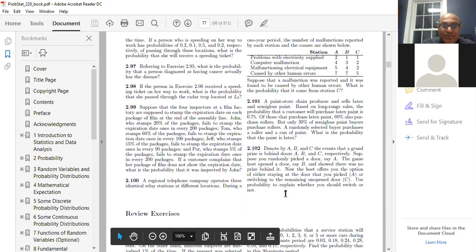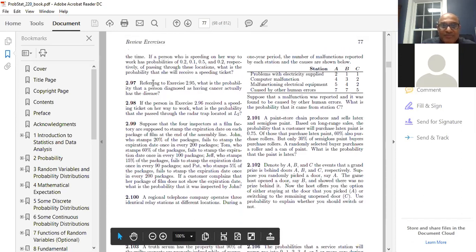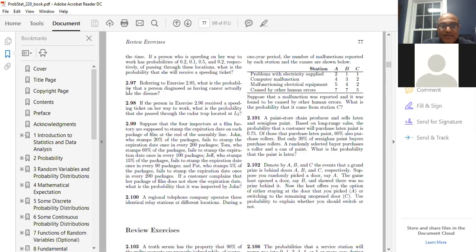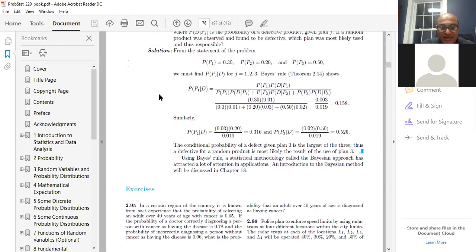Let me continue with the same example. The second part: what is the probability that a person diagnosed as having cancer actually has the disease? See, now it is the reverse way. First of all, let me answer question 2.95 and then after that 2.97.